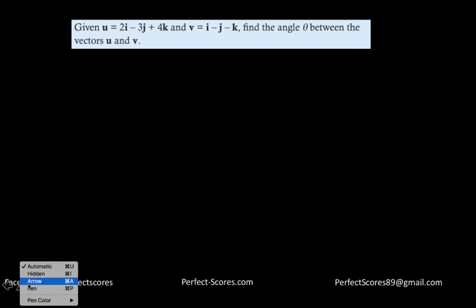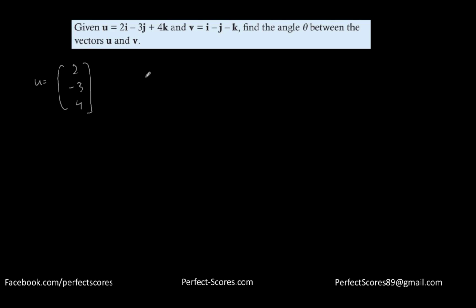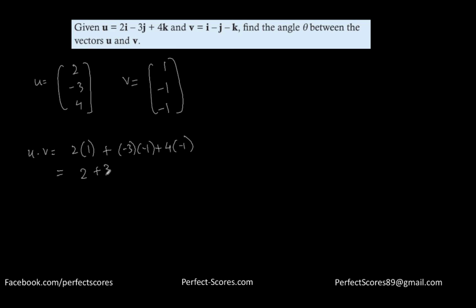Suppose the question says you have a vector u which is 2, -3 and 4, and a vector v which is 1, -1 and -1. We have to find the angle between both the vectors. So what is u dot v? That is u1 into v1, so 2 into 1, plus -3 into -1, plus 4 into -1. That is 2 plus 3 minus 4, so that is 5 minus 4, which is equal to 1.